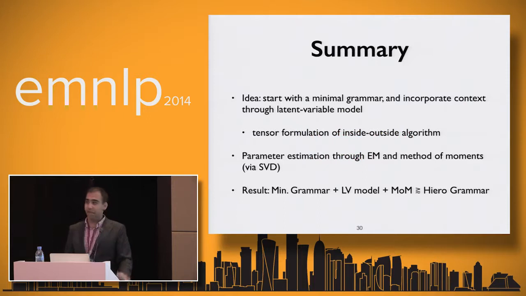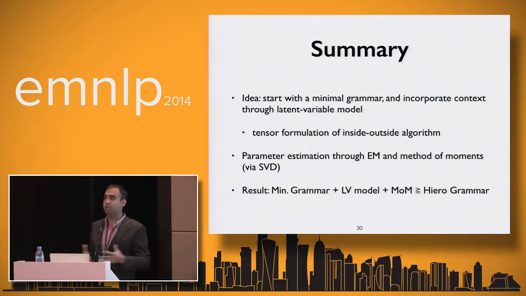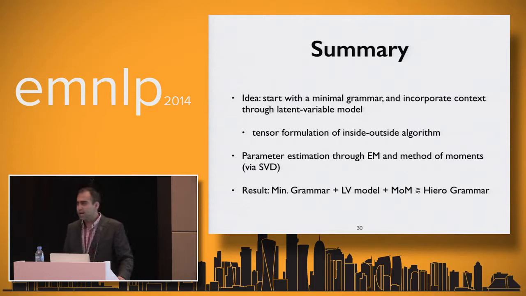So the basic idea of this work is to start off with this minimal grammar and incorporate the context through a latent variable model instead of stuffing that information in to generate larger translation rules. This necessitates a generalization of the inside-outside algorithm to a tensor version, which I'll first discuss.